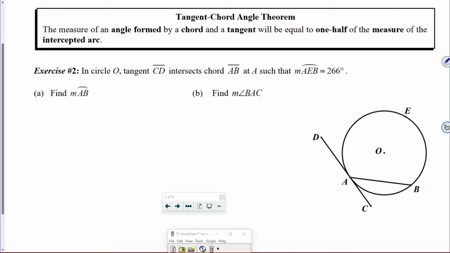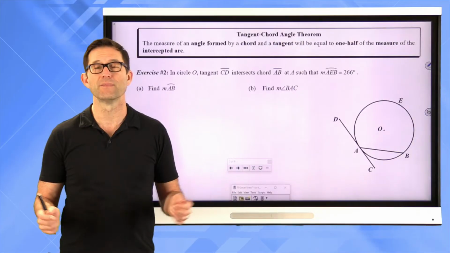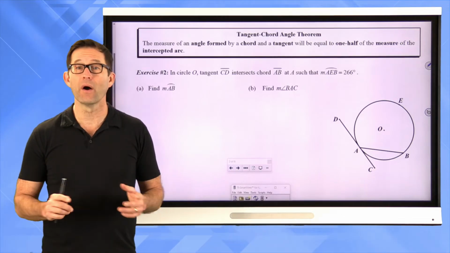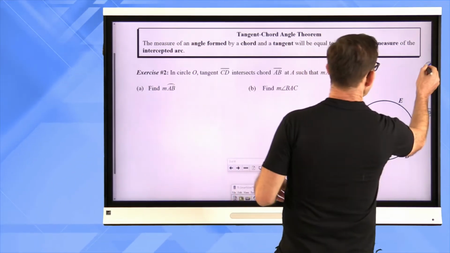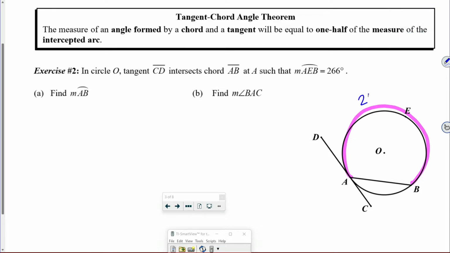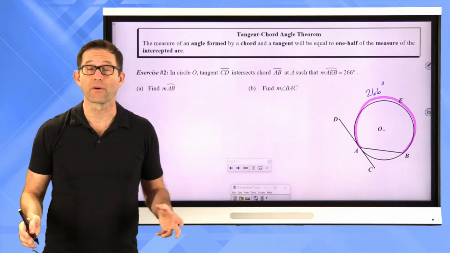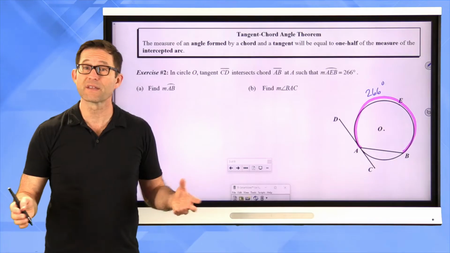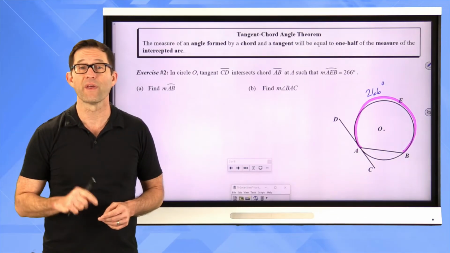In circle O, tangent CD intersects chord AB at point A such that the measure of arc AEB is equal to 266 degrees. Great, awesome, right? Make sure again that you understand that, right? The measure of arc AEB is 266 degrees. That's AEB, right? That is 266 degrees. Makes sense, right? It's quite a large arc. It doesn't go all the way around the circle, but it's getting there, right? Well over 180 degrees, more than half.